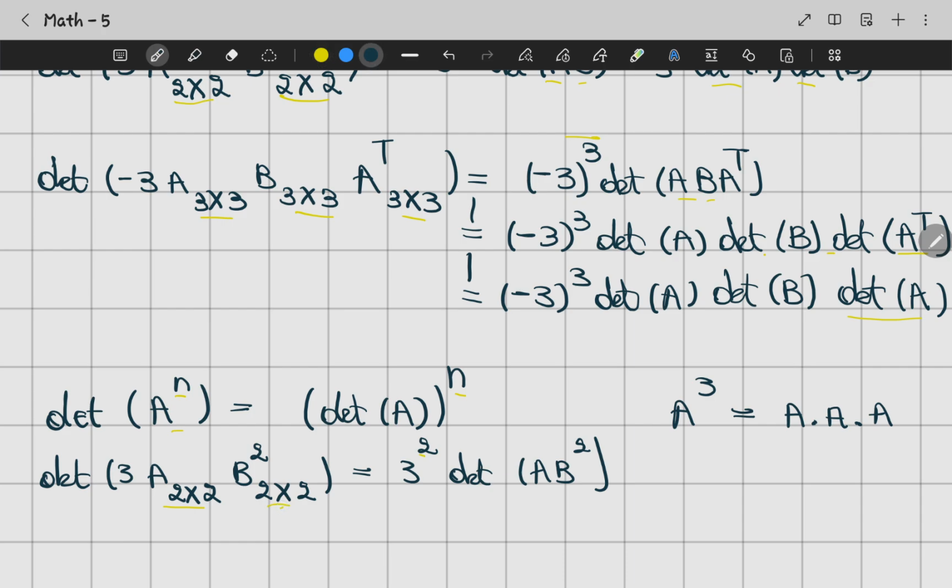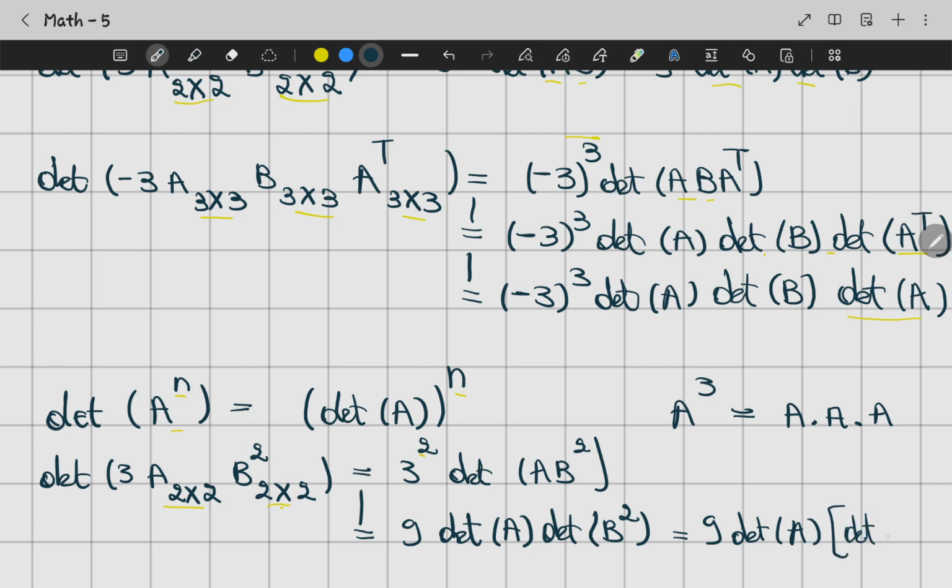Now we can rewrite it in this form. This is the same as having 9 times the determinant of A times the determinant of B squared. And then we can adjust it further to be 9 times the determinant of A times the determinant of B, everything squared.